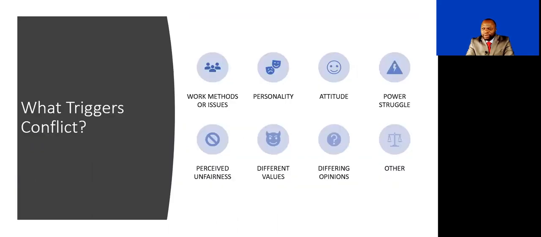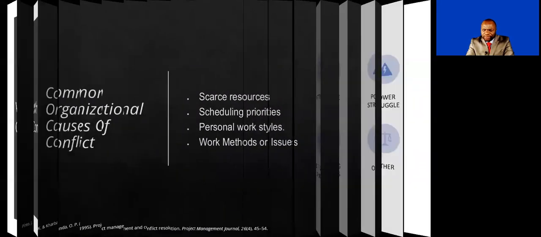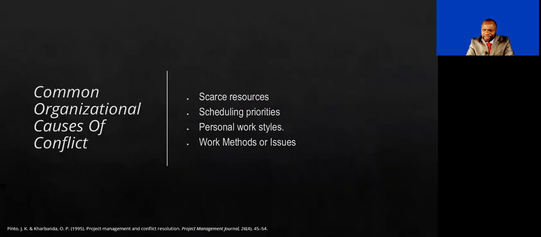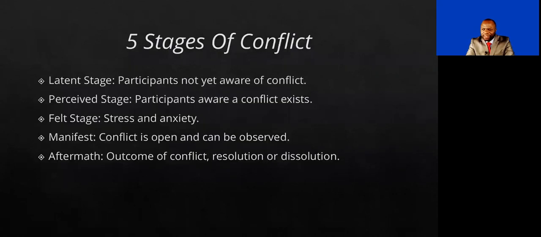And then you also need to be aware of what triggers conflict. Could be work methods or issues, personality, attitude, power struggle, perceived unfairness, different values, different opinions, or other reasons. When we talk about organizational causes of conflict, could be scarce resources, scheduling priorities, personal work styles, work methods, or issues. You also need to be aware that there are 5 stages of conflict.